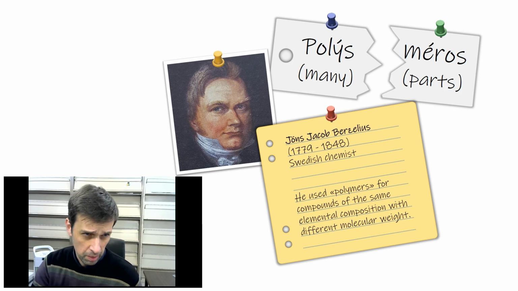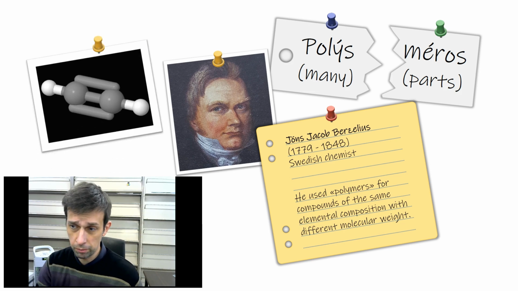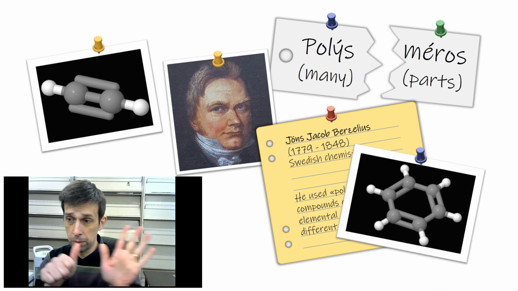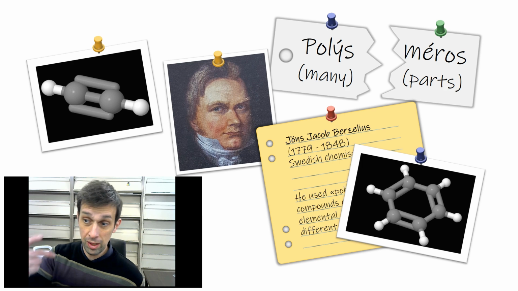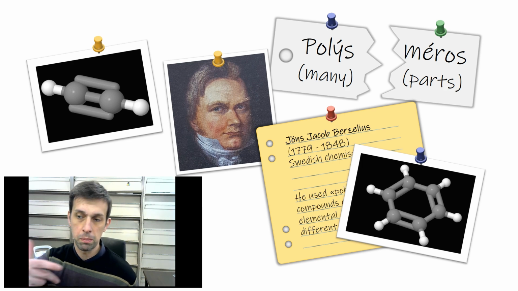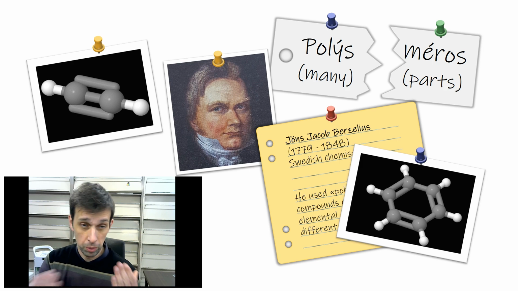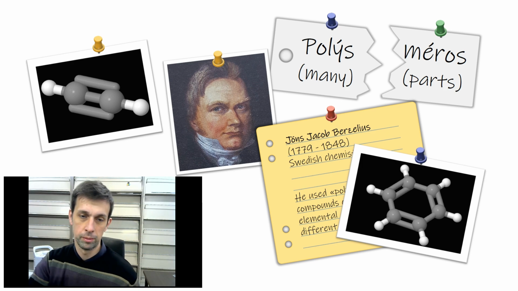Let's take an example like this: acetylene, two carbons, two hydrogens; benzene, six carbons and six hydrogens. These are polymers of each other according to Berzelius, because benzene has three times as much carbon and three times as much hydrogen as acetylene. So these two are polymers of each other because there is the same ratio, one carbon for one hydrogen, but benzene has three times more than acetylene.